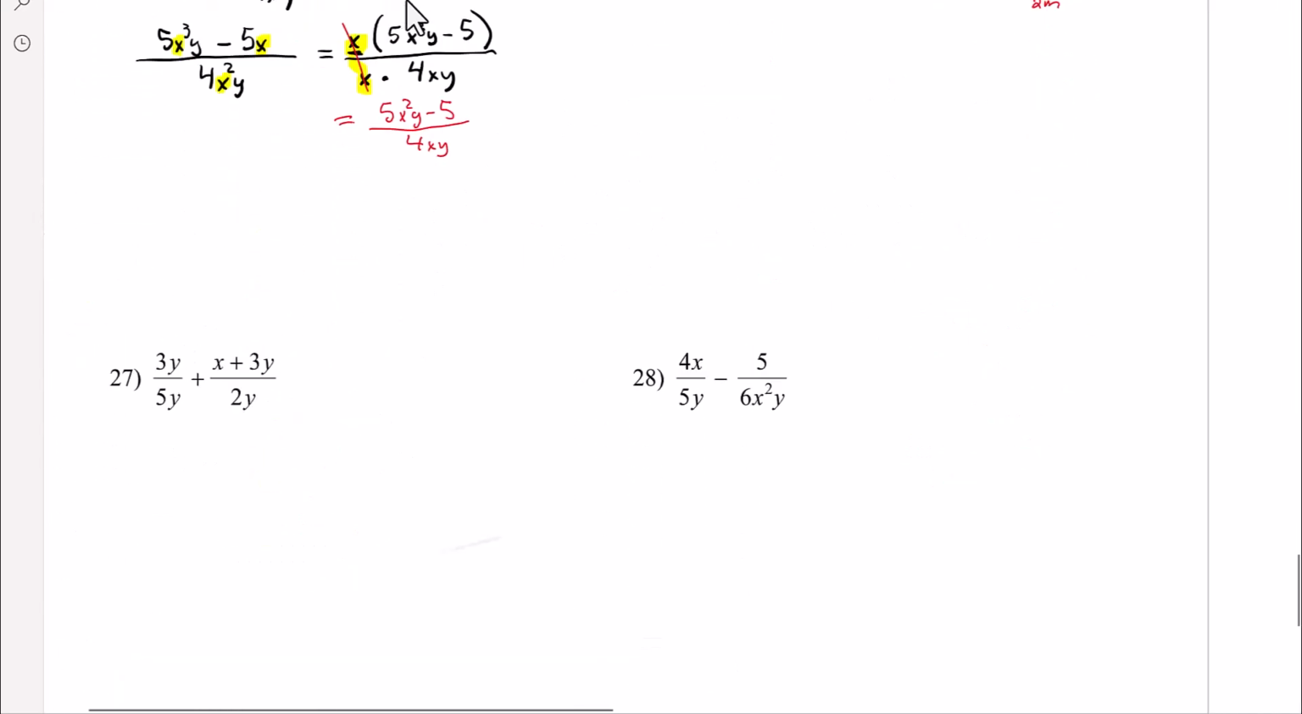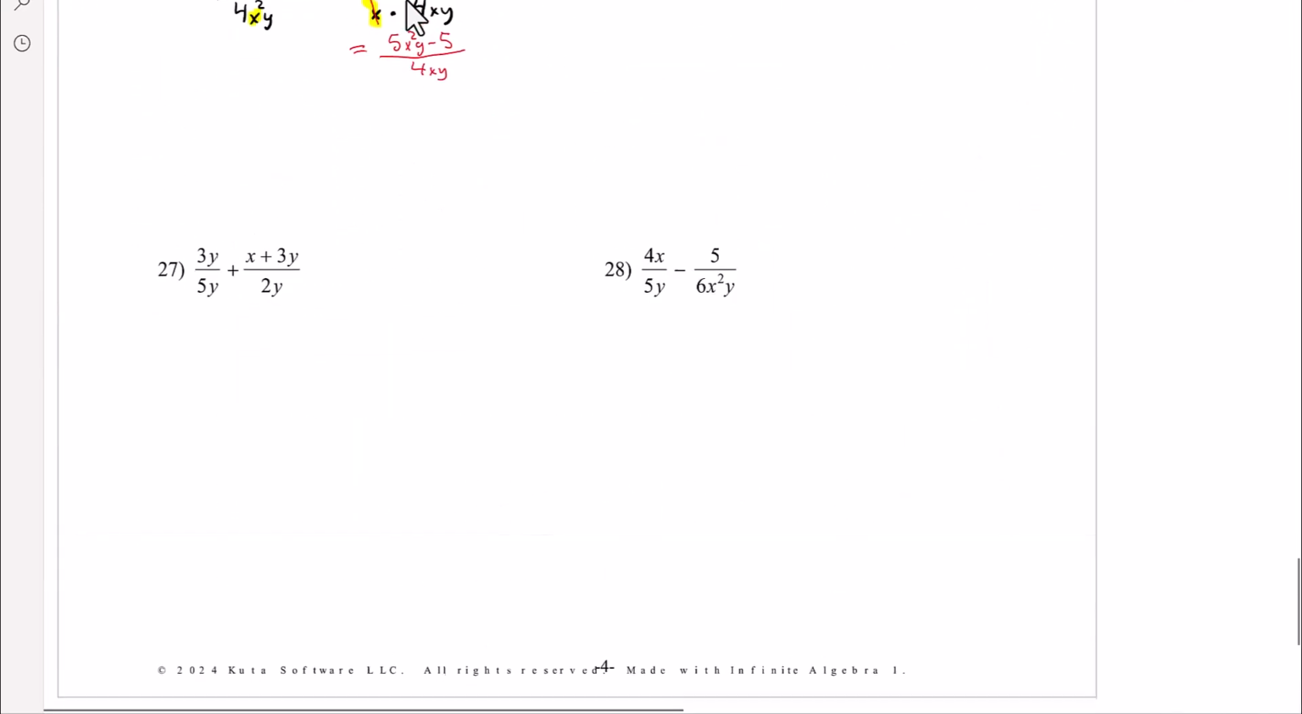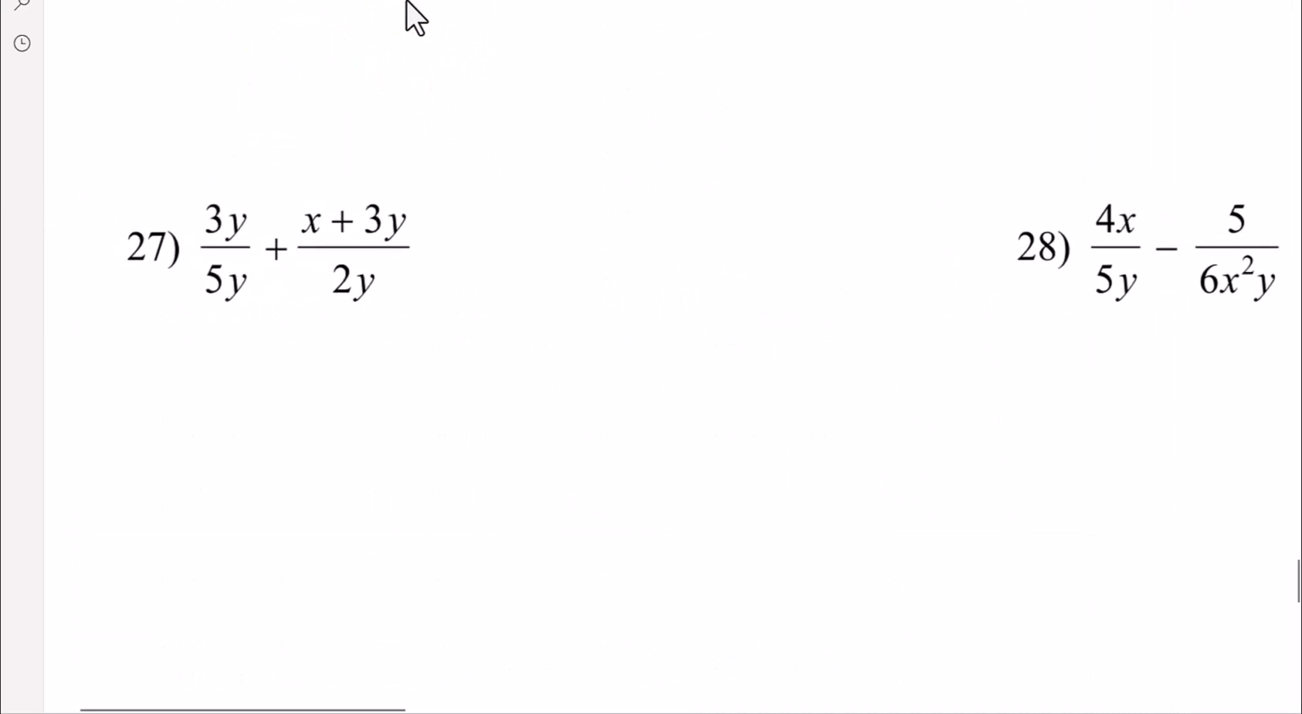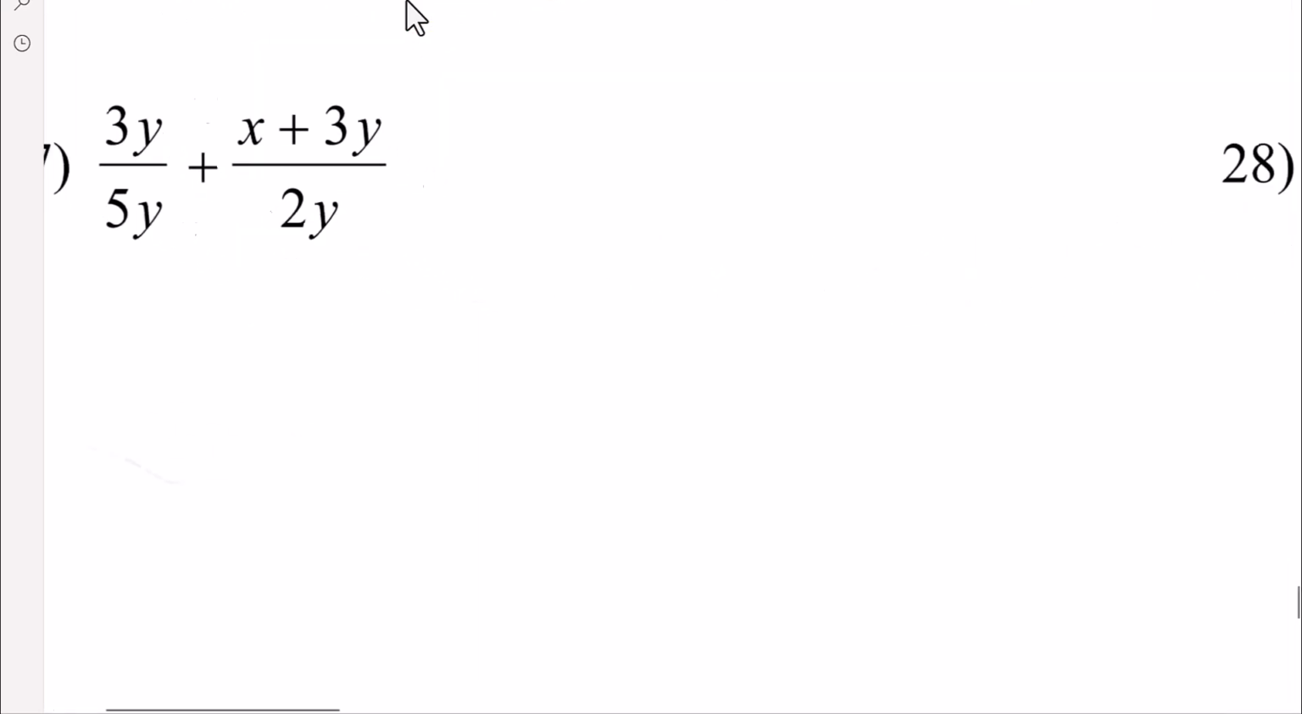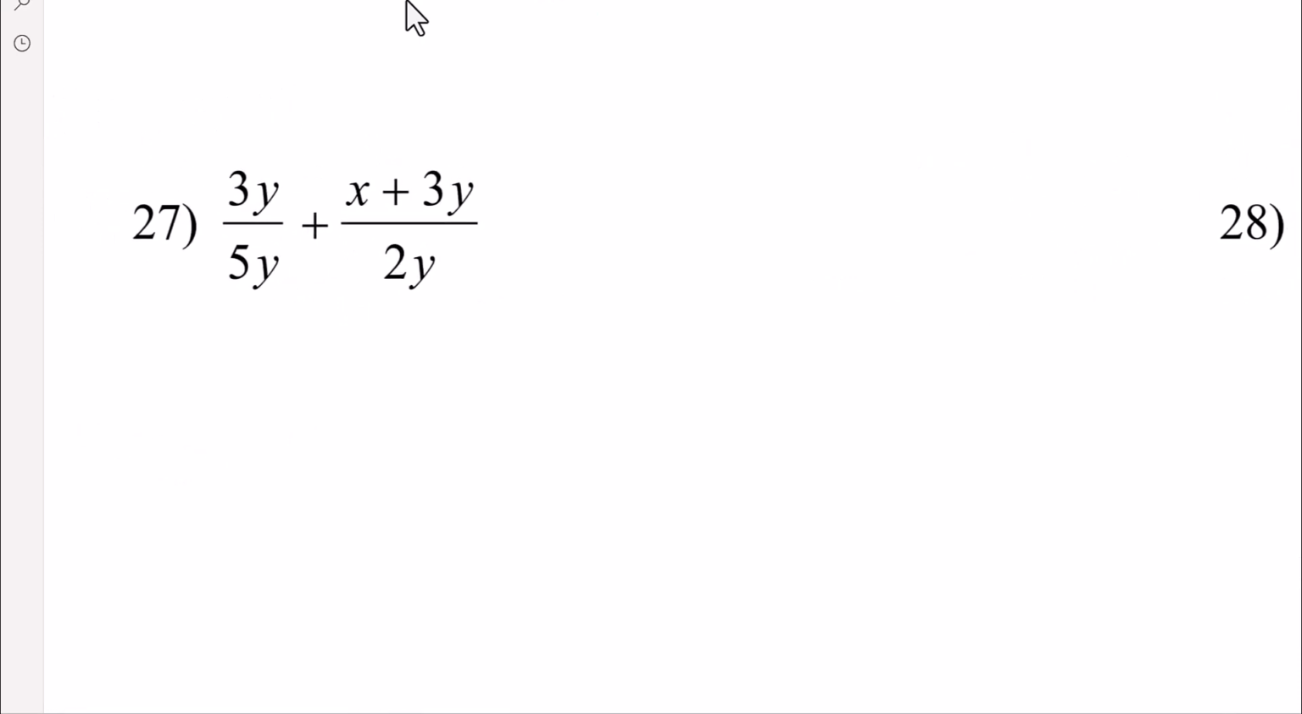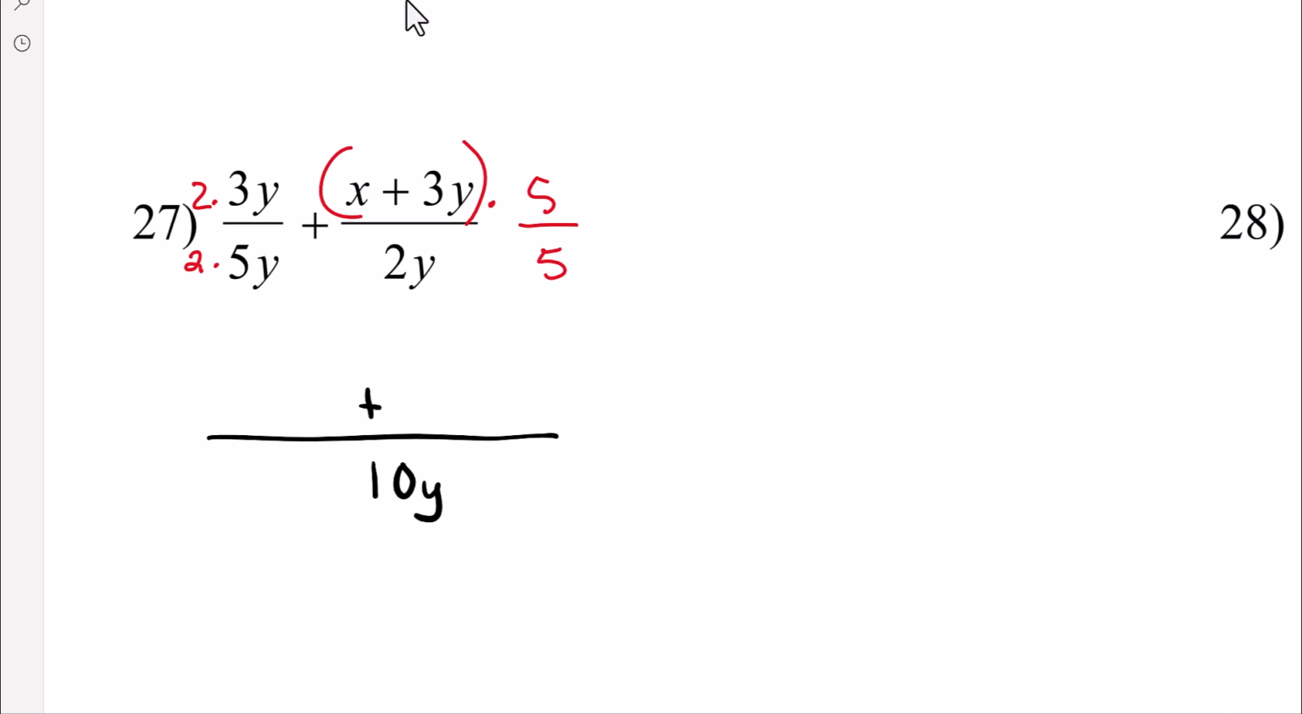All right, let's see. I think we can end it. Well, on the next two, notice they each have a y in common, but this one you'd have to multiply top and bottom by 2. This one, since there's a plus sign, put it in parentheses, you'd have to multiply top and bottom by 5. So then they're both going to have a 10y in common, so you can turn it into one fraction. And then 2 times 3y is 6y.